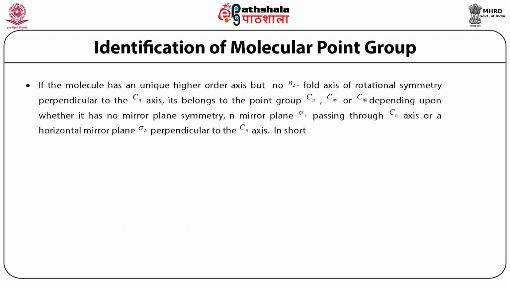So in short, if we have one axis of rotational symmetry which is n-fold, that is one Cn axis of symmetry, and there are no twofold axes of rotation symmetry perpendicular to this principal axis, that is, there is no axis in the horizontal plane which will take the molecule back to itself if you rotate it by an angle π, then the point group it can belong to can be either Cn or Cnv or Cnh.